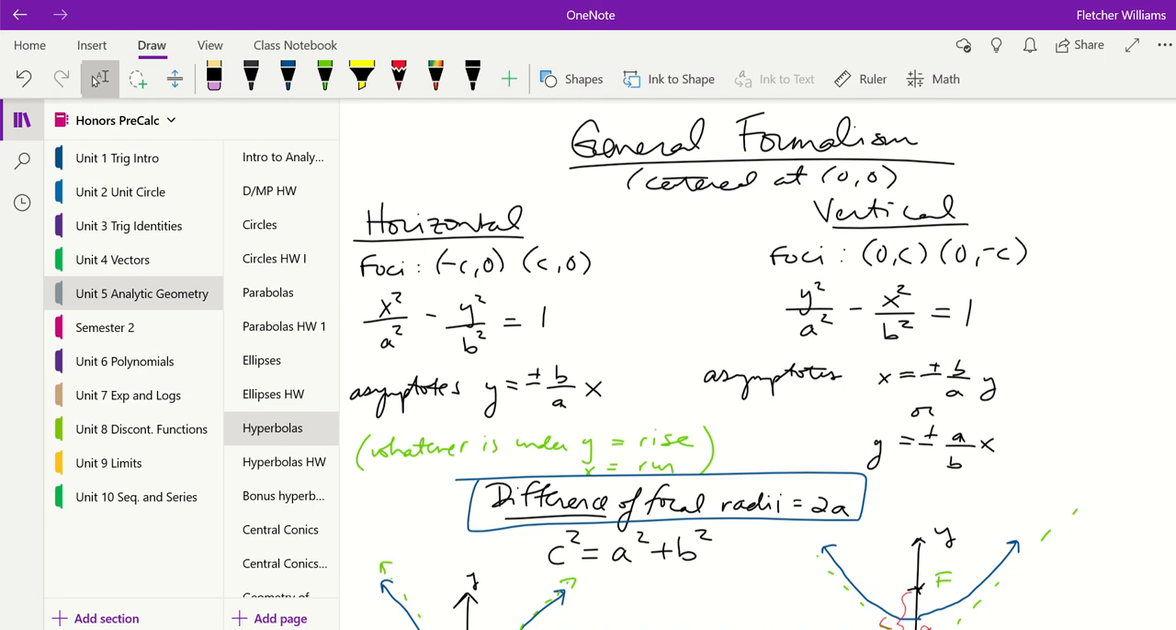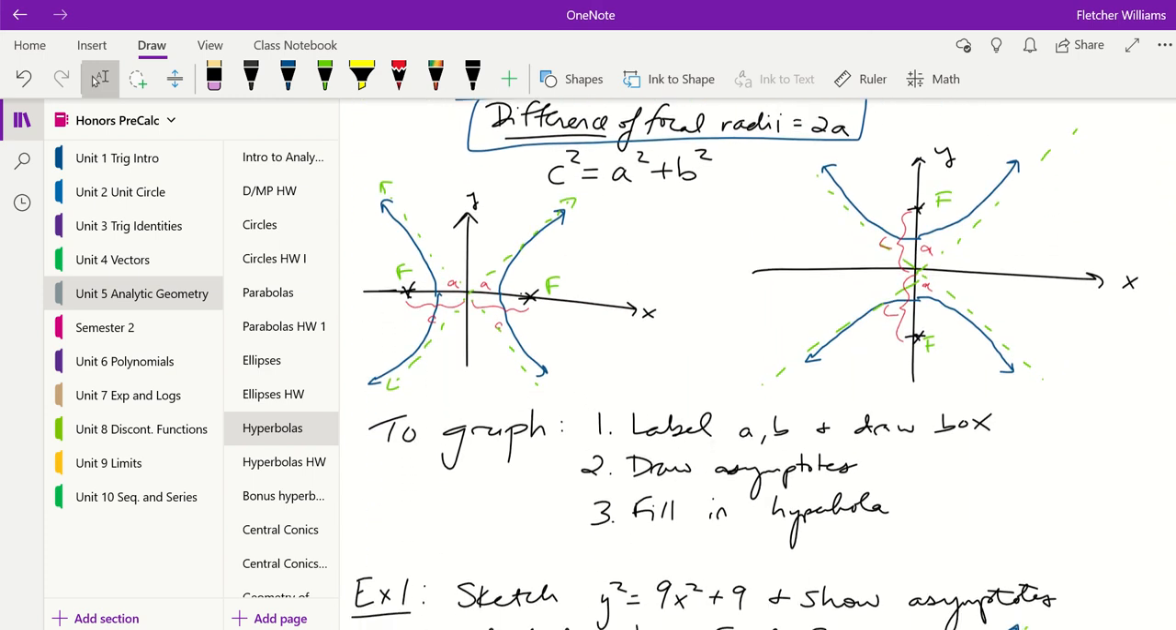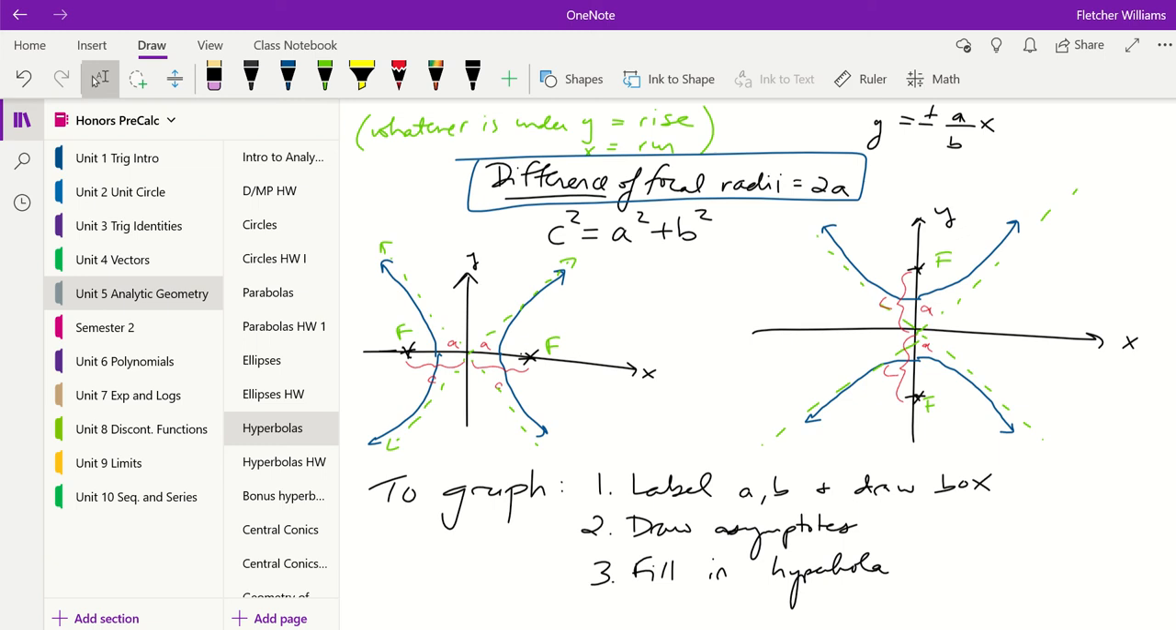So if the A is on the X, you put it under the X. And then if the B is this way, you put it under the Y. I got it. He's got it. All right, good. Does someone else have a question?